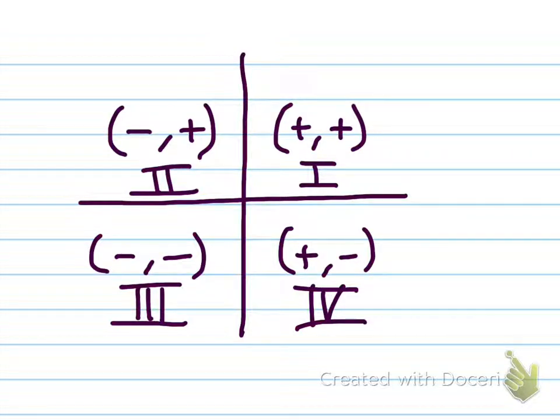For example, if the arrow ends up in the first quadrant, your ordered pair will be positive infinity, positive infinity. That's why I put two plus signs there. Another example, if it ends up in the fourth quadrant, it will be positive infinity, negative infinity, and so on.